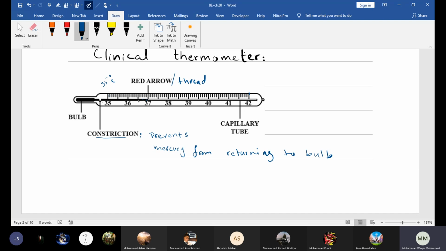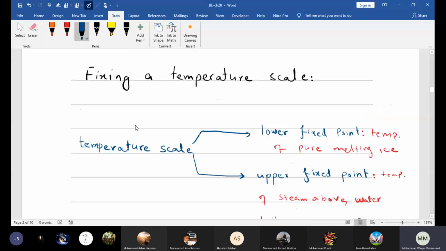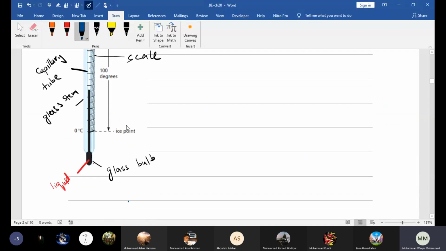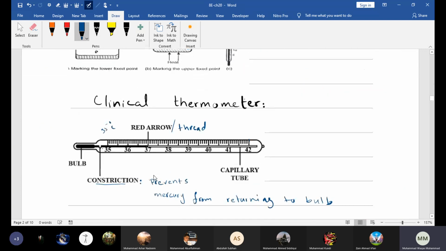Is that clear? So it's just a liquid in glass thermometer, just like we discussed earlier. But there are two differences. One, its range is small, just like we discussed here. Here you should also know this is the thread of the liquid. Its range is small, and it has a constriction.